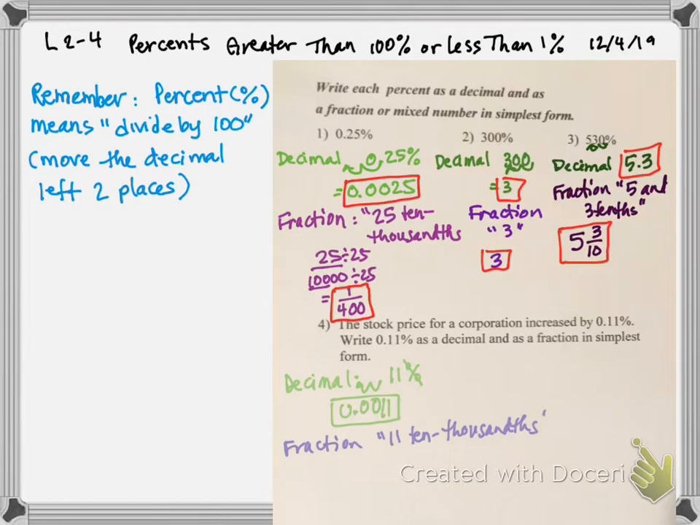And then we write 11 over 10,000. And 11's prime, so I can't reduce this. And so that's my answer. So there's the decimal answer and the fraction version of it. Okay. All right, that leads us to the next page.